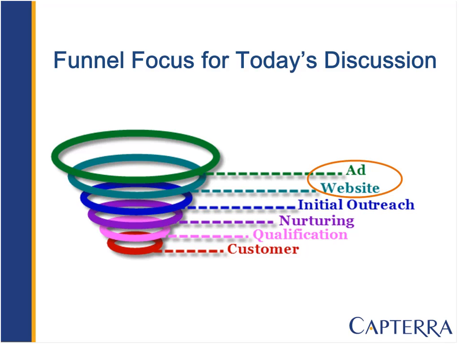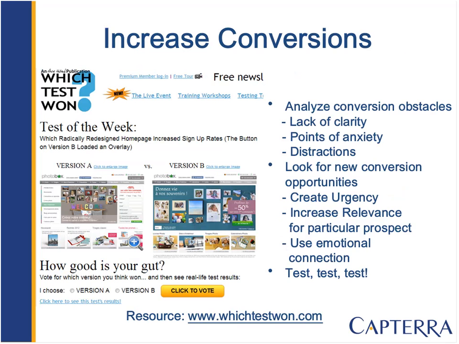So as we talk about testing on the website, there are a few things just to keep in mind as we're determining exactly what elements to be testing. And that is, first off, analyze places on your website where there could be conversion obstacles. And what I mean by that is, is there a lack of clarity in your messaging on the page, or is there a lack of clarity between the content you have in your ad and the actual page you're sending your prospects to? Do you have points of anxiety that are causing people to fall off and not actually click through your entire conversion path on your website?